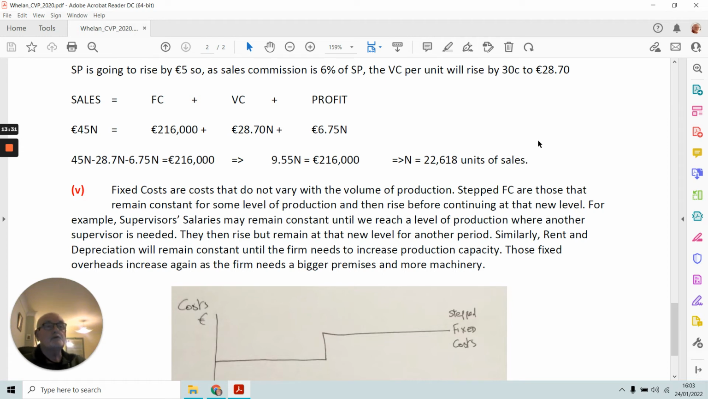You can do a contribution income statement for that to check your answer if you have time in an exam. We'd be saying 22,618 units at €45 each will give us so much sales, less our variable costs of 22,618 units at €28.70 per unit. Work that out, take it away from your sales, that's your contribution, and then subtract your 216,000 in fixed costs, and you will get a level of net profit that is equal to 15% of your sales. Check it up if you've got the time.